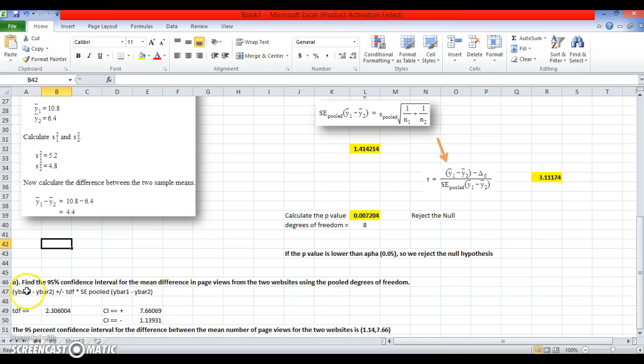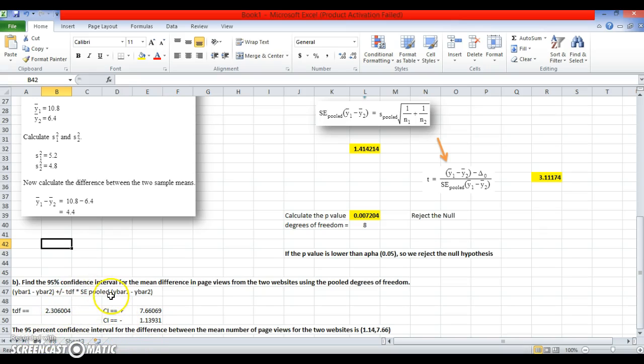So for the confidence interval, it's y bar 1 minus y bar 2. What is y bar? It's the mean. Plus the t value for the degrees of freedom times the pooled standard error, or the pooled variance. So in that case, what we're looking at is the 95% confidence interval for the difference.